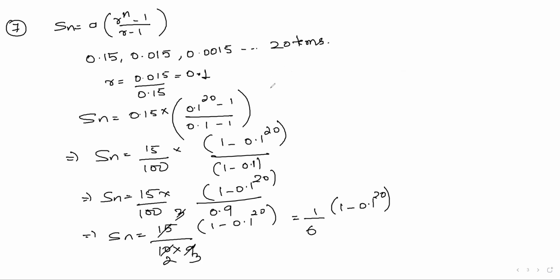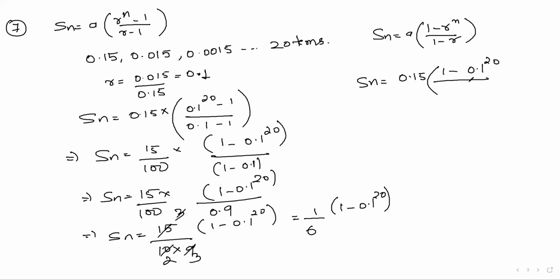Now, if we do this question from the second formula, then what is the formula? Formula is Sn is equal to a into 1 minus R to the power n, upon 1 minus R. So Sn is equal to, what is a? 0.15, 1 minus, what was R? 0.1 to the power 20 by 1 minus 0.1. So this step comes directly when we use this formula. But these two formulas are the same. These are not different formulas. We have just taken a negative from the numerator and the denominator.